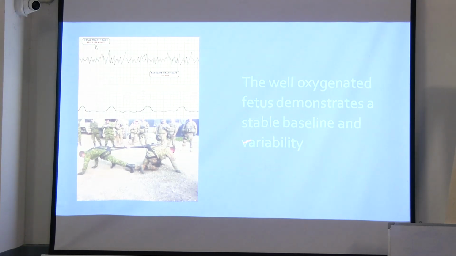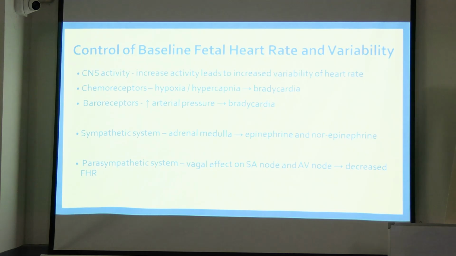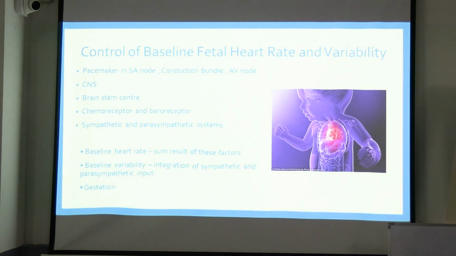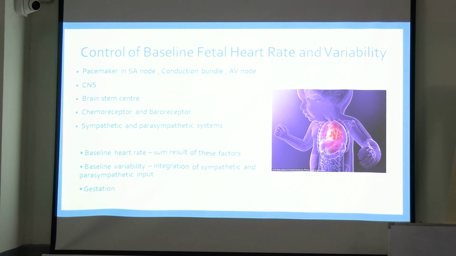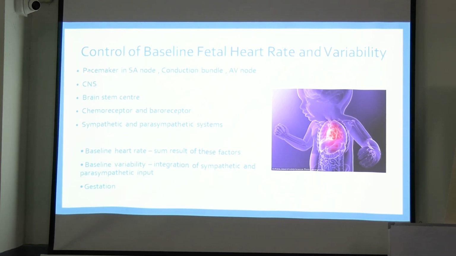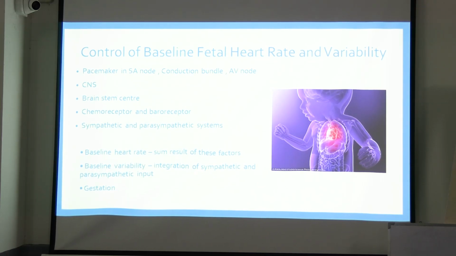A well oxygenated fetus demonstrates a stable baseline and variability. So, to control baseline fetal heart rate and variability, there are pacemakers in the SA node. Obviously, you know there are pacemakers in the SA node, conduction bundle, AV node. The CNS is working, brain stem centers are there, chemoreceptor, baroreceptor are there, sympathetic and parasympathetic system is there. All these work together to produce this fetal heart rate tracing. Okay. Baseline heart rate is the result of these factors. Baseline variability is integration of sympathetic and parasympathetic input. Okay, and according to the gestation age, baseline variability will be good or bad.